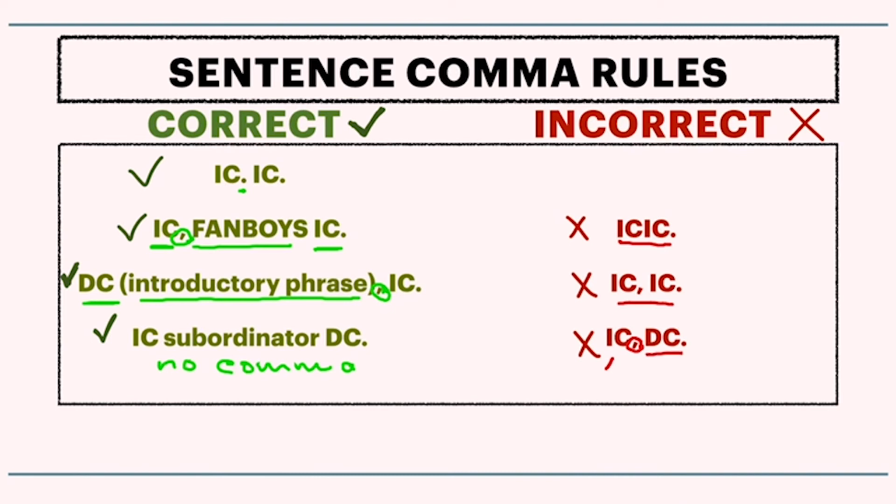Remember, that takes us to here. You have to have a subordinator and you don't use a comma. So this is really what you need to know about the sentence comma rules. Memorize this, study this, and your TOEFL score will really improve.